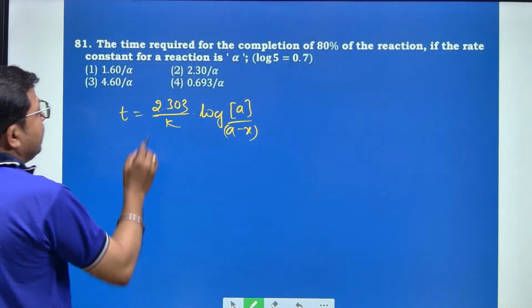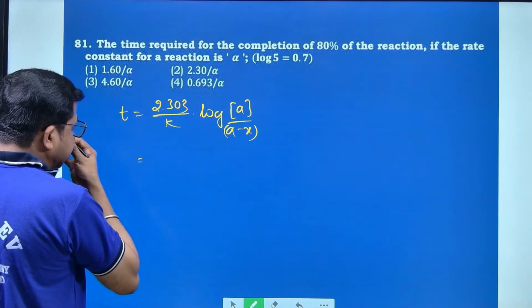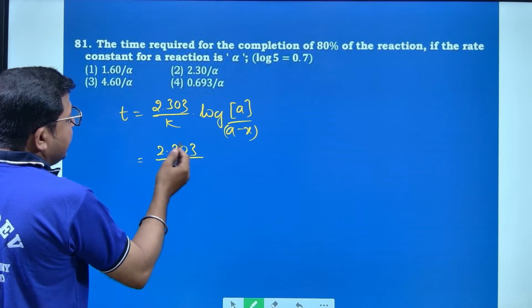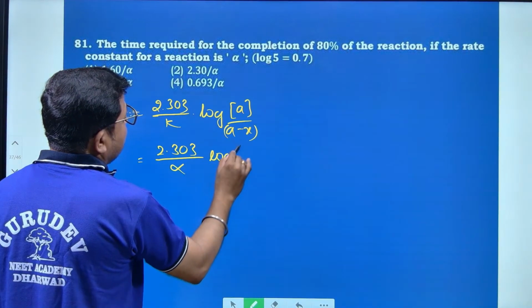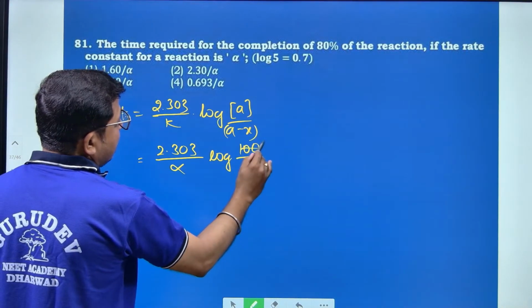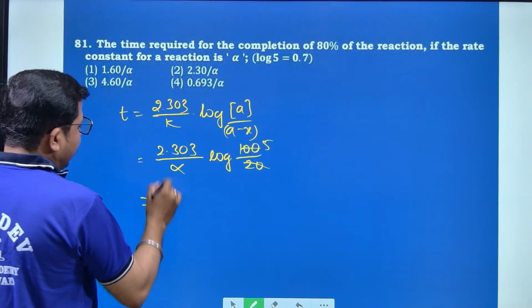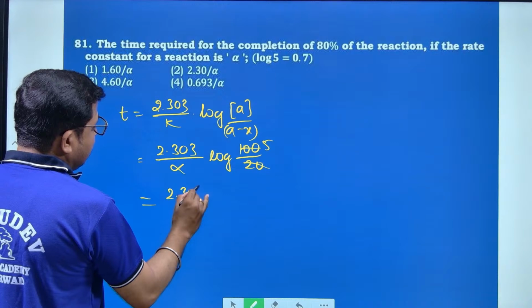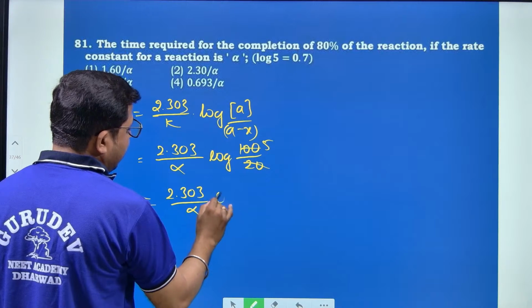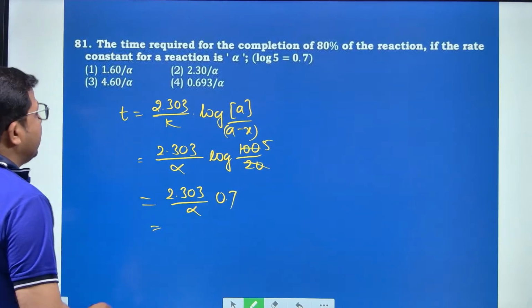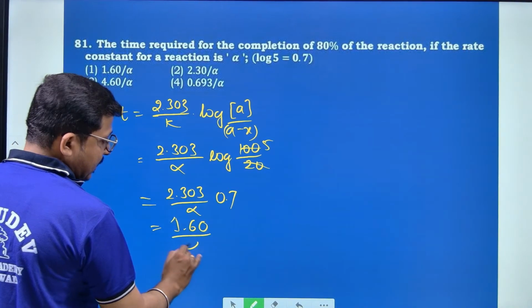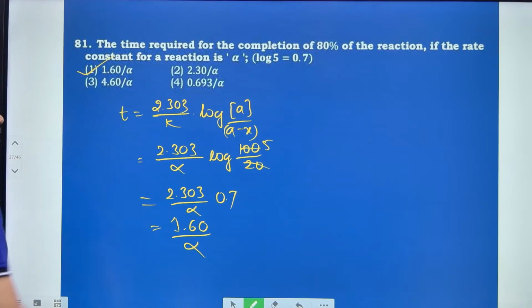So according to this one, keep 2.303 as it is. Here instead of k they have given alpha, and log of 100 divided by 20. 100 minus 80 is equal to 20. 1s are 5s are. So this will become 2.303 divided by alpha, the log 5 value they have given 0.7. After simplifying we will get 1.6060 divided by alpha is the answer. So option number 1 is the right one.